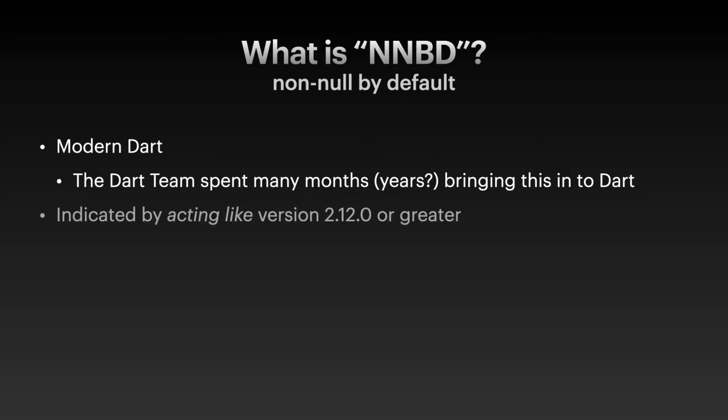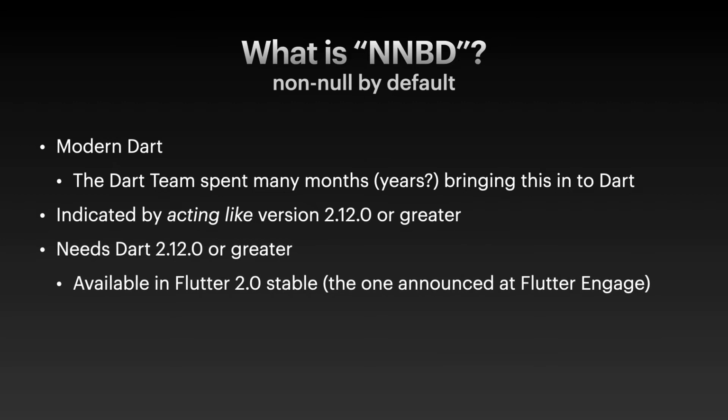Now, I'll talk a little bit more about what that means in a minute, but I'm going to start first with distinguishing when is Dart NNBD. It's any time the modern Dart is acting like 2.12.0 or greater. What do I mean acting like? I'll get to that in a moment. But to begin with, it needs the actual Dart binary that's 2.12.0 or greater. And this was first available to the general public as in Flutter 2.0 stable.